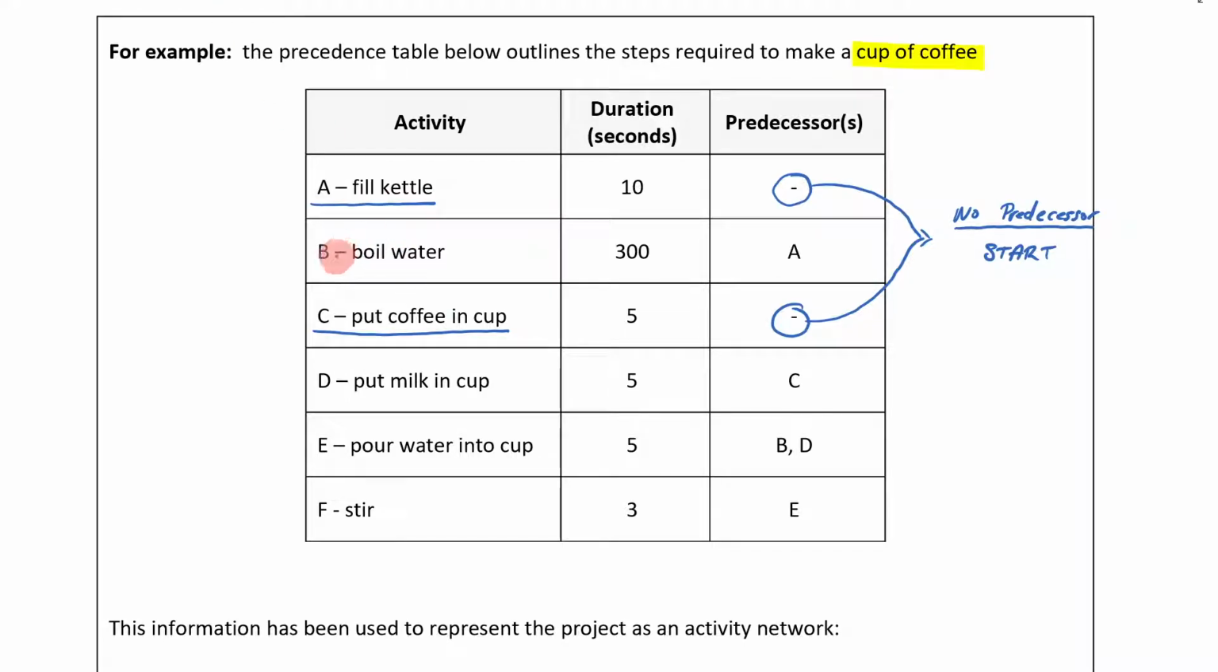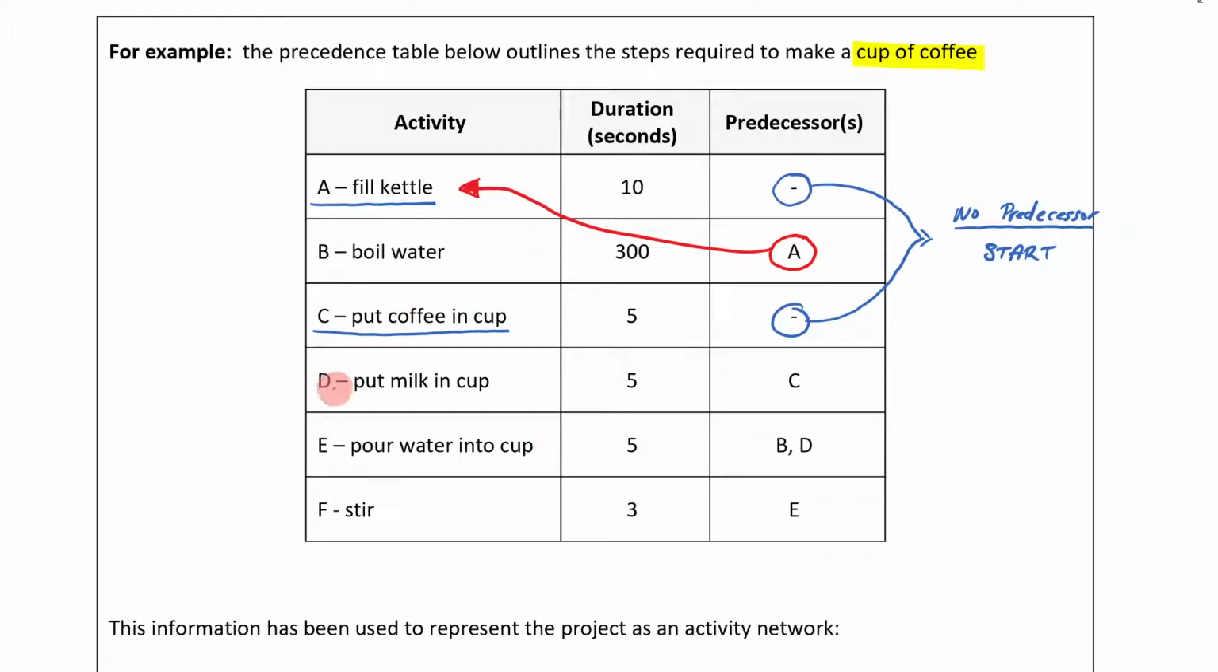If we come to B, B says boil the water. It takes 300 seconds, and the predecessor to this step is A. So that means before you can boil the water, you need to fill the kettle. And hopefully that should just make intuitive sense to you. It makes sense that the predecessor to boiling the water is making sure you have water in the kettle. We've already dealt with C here. That was our starting point.